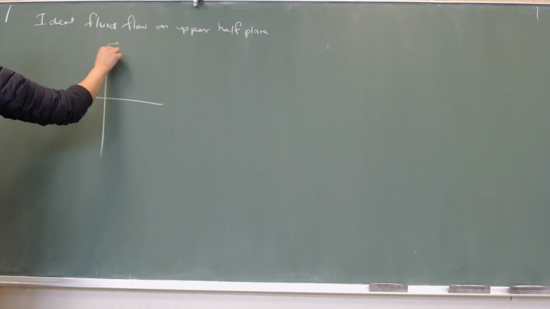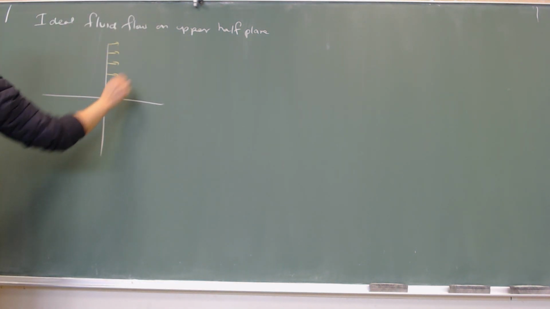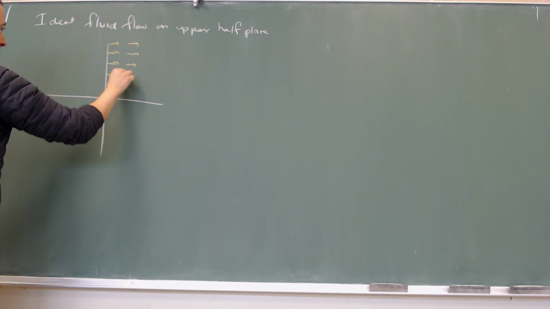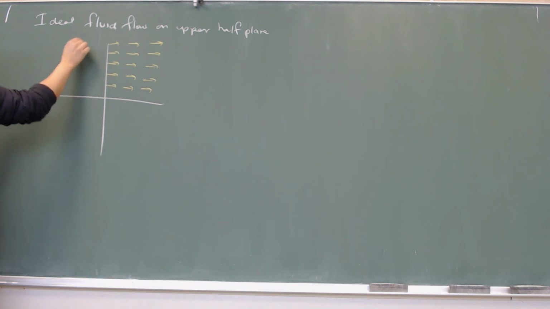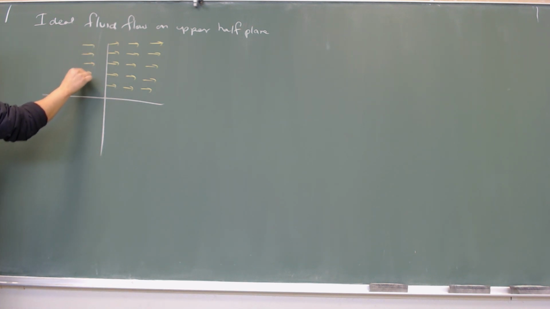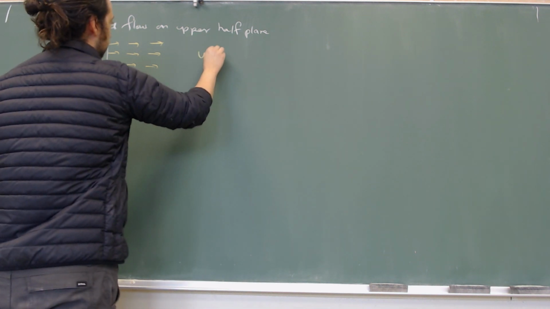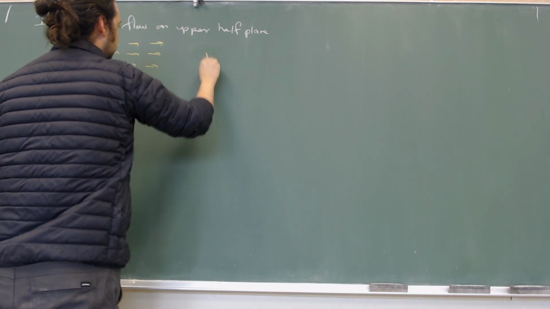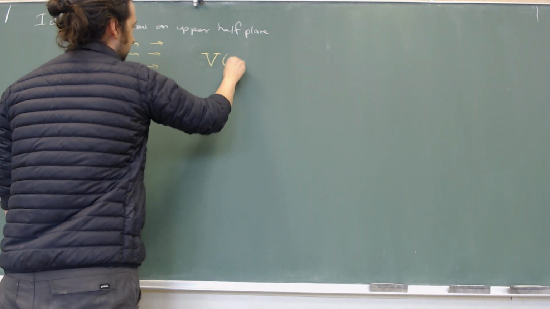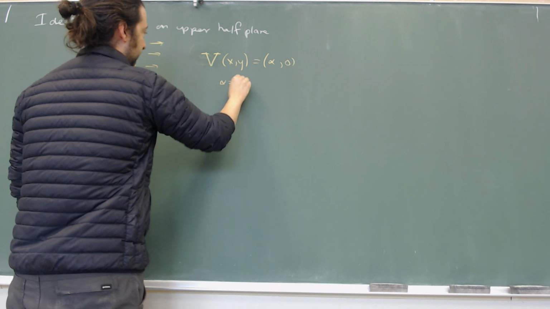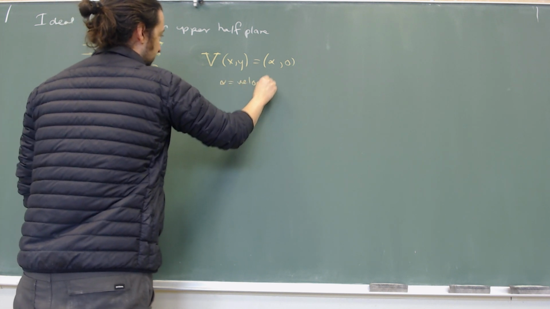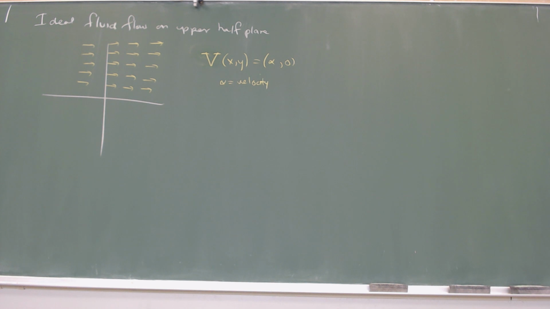So to each point, assign to each point the vector alpha, 0. So v of xy is equal to alpha, 0, where alpha is velocity. Speed, really. Right, the magnitude of the velocity vector. Yep.